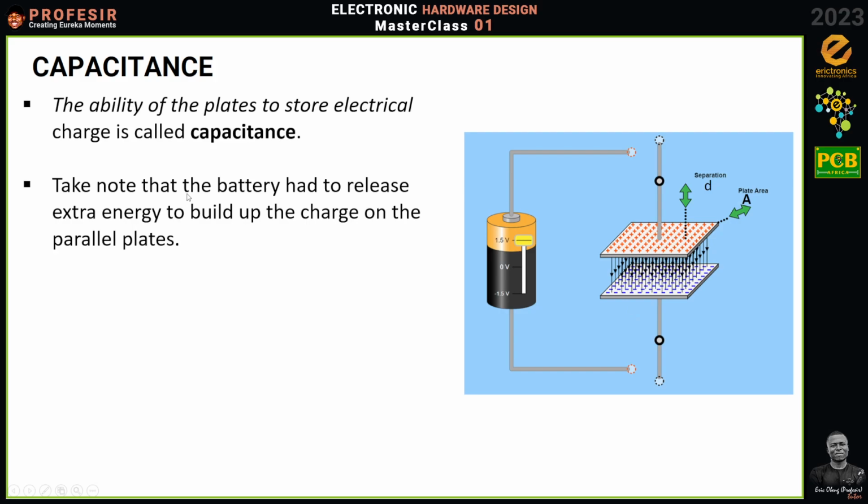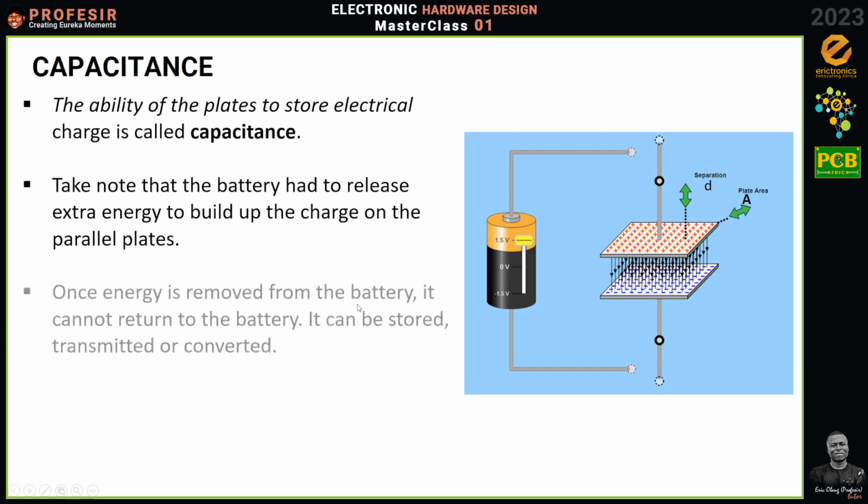So the battery had to release extra energy to build up the charges on the plate, right? And like I said initially, once energy is removed from the battery, it cannot be put back into the battery. So take the battery as a one-way valve for energy. You can only take it out, you can't put it back. Once the energy comes somewhere, we know that energy always has to be conserved, right? So this energy cannot just vanish into a vacuum. It has to do some work.